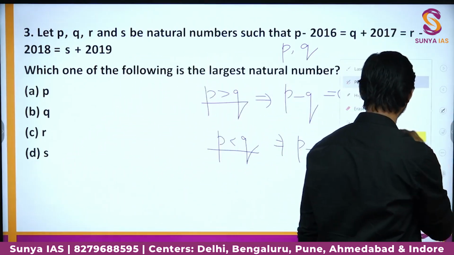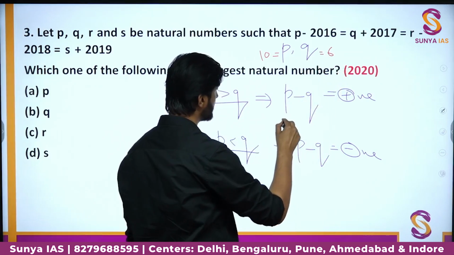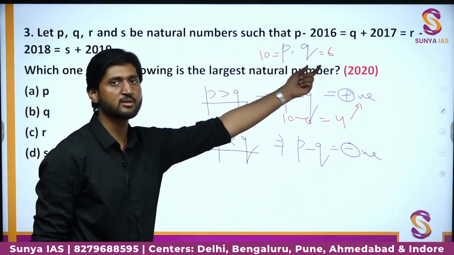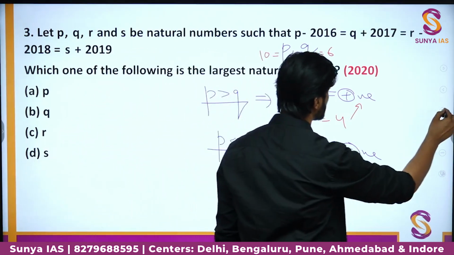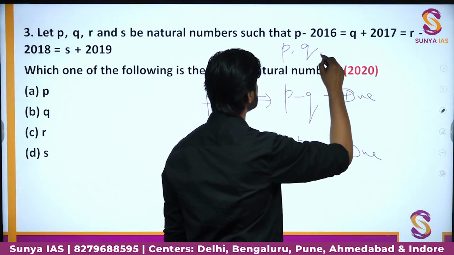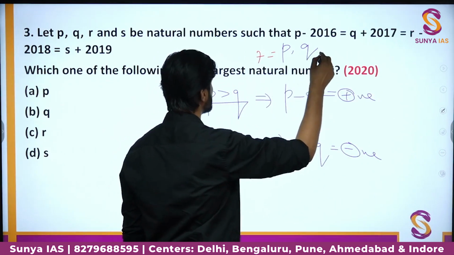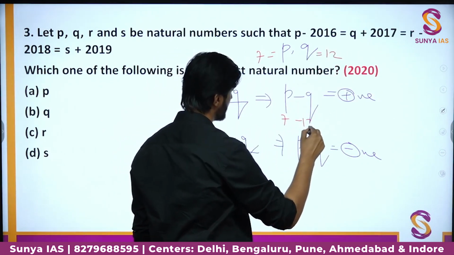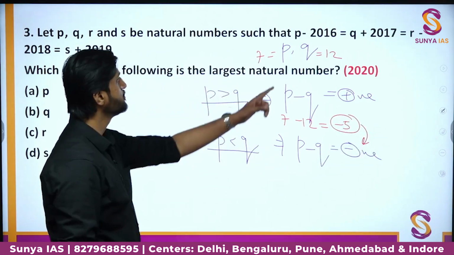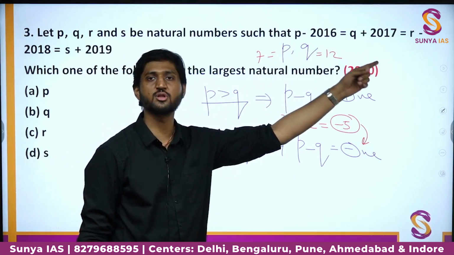Let me just show you an example for it. Let us assume p is 10 and q is 6. Here we have 10 minus 6, that is 4, which is positive. So, it is obvious that 10 is greater than 6, or p is greater than q. But on the contrary, if we take a different case and take p equal to 7 and q equal to 12, we get 7 minus 12 is equal to minus 5. Now, this value is negative, which means p, which is 7, is less than q, which is 12. Okay. So, this is clear. That is the same idea we are going to use in this particular question.